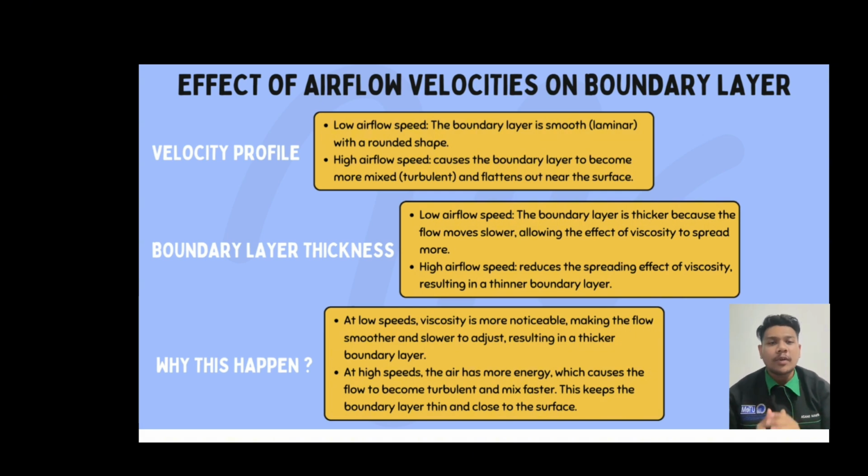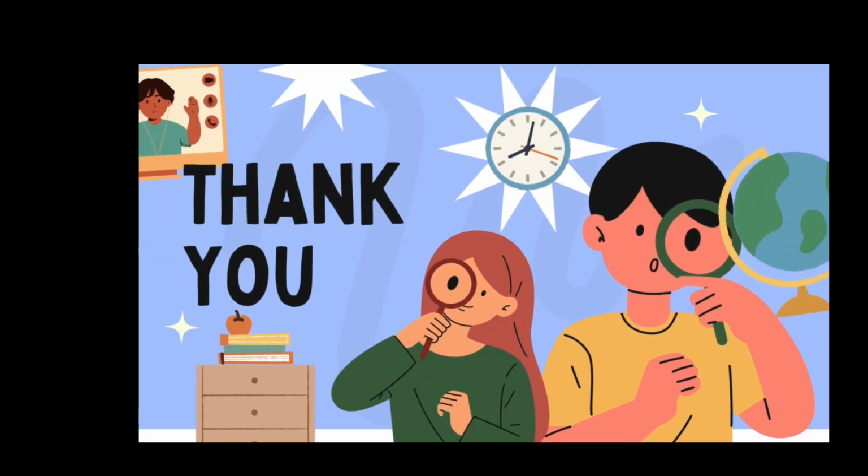For velocity profile, when the speed of airflow is low, the boundary layer is smooth, or what we call laminar flow. But when the speed of airflow is high, the boundary layer becomes turbulent and flattens out the surface. For boundary layer thickness, when the speed is low, the boundary layer becomes thicker because it allows the viscosity to spread more. When the airflow is high, it reduces the viscosity effect and the boundary layer becomes thinner. But did you know why this happened? This happened because low speed results in a thicker boundary layer with noticeable viscosity, and high speed causes the flow to become turbulent and keeps the boundary layer thin. That's all from us. Thank you.